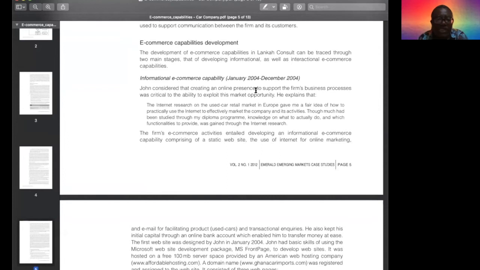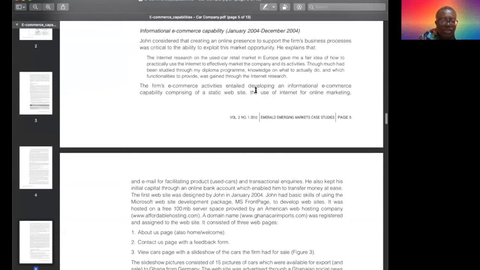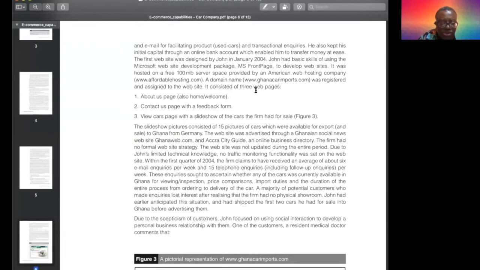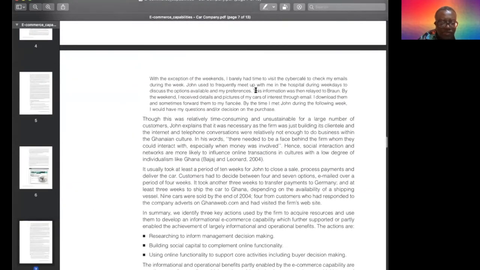Okay, John considered that creating an online presence to support the firm business processes was critical to the ability to exploit this market opportunity. He explains that. Now this is based on what John himself had actually experienced. So John is telling you based on his own experiences.